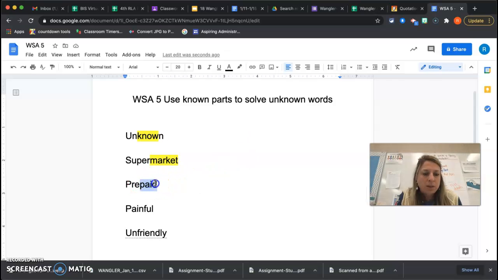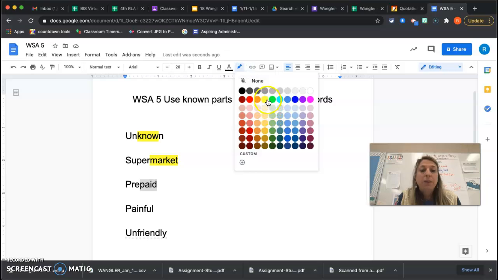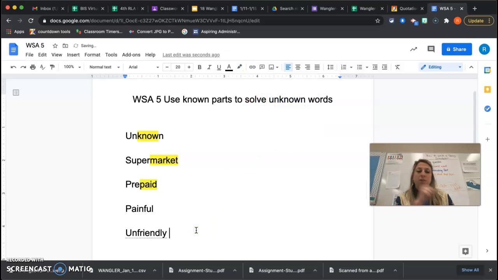Here we have the word paid. Paid would be my root word. And then I'm going to look at either the prefix or the suffix with it and go pre. Pre means before, and paid means I've already paid it. So pay before would be prepaid.